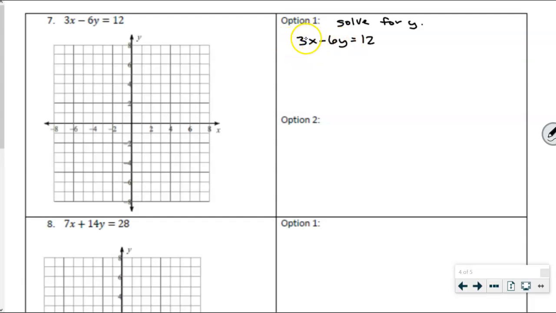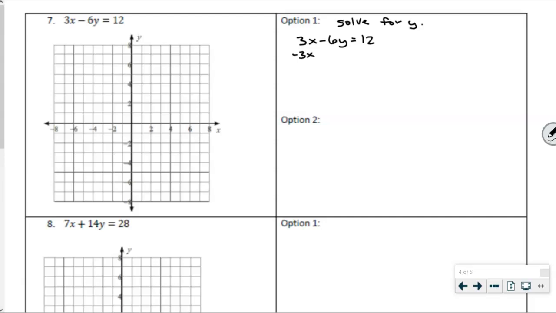Turn and tell your neighbors. How am I going to get rid of that 3x? Okay, how do I get rid of that 3x? What am I really going to do? Sam? Exactly, just get rid of it. How do I zero out 3x?